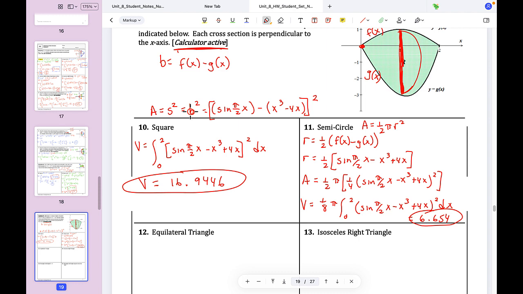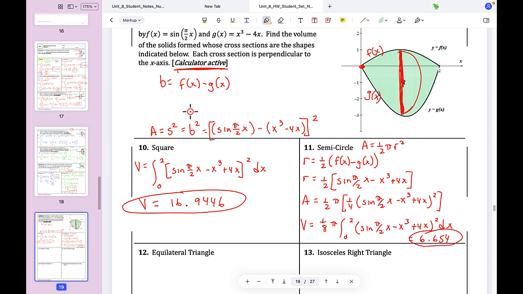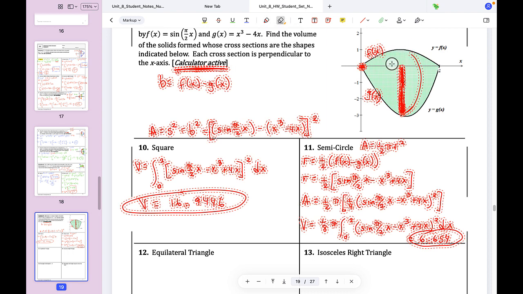Okay, let's do it again with equilateral triangles.